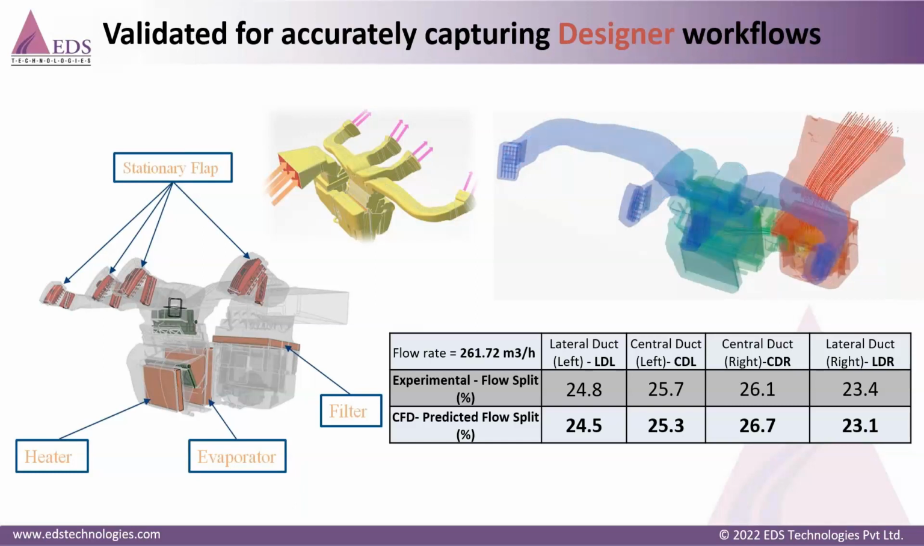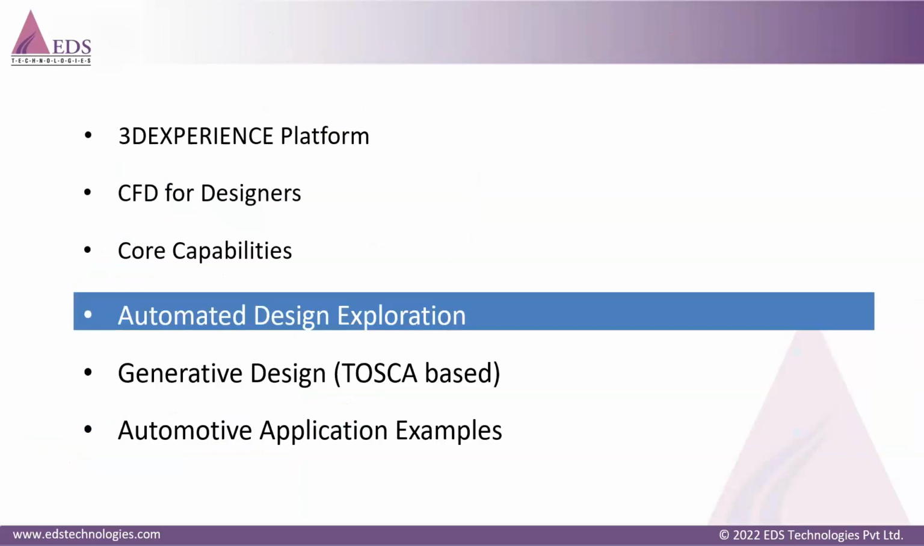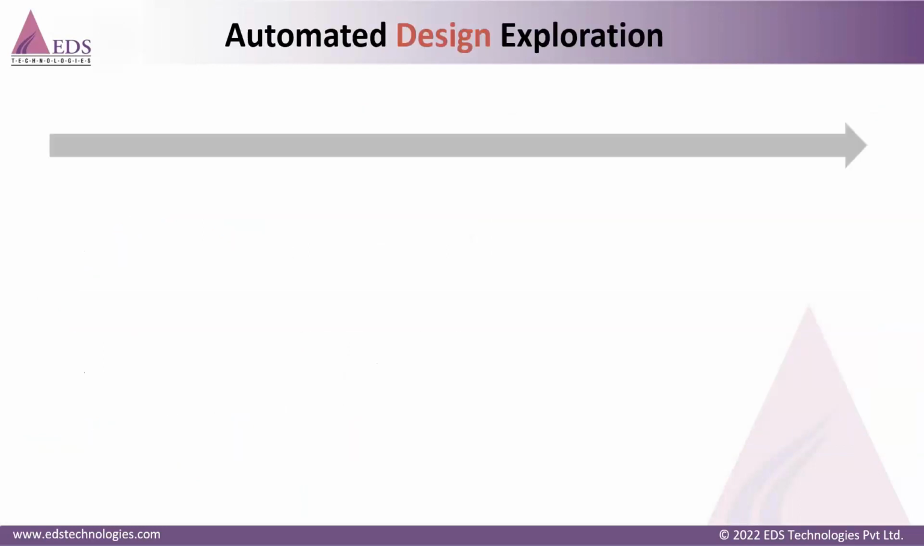And you can see the lateral duct experimental value was 24.8, whereas what we got through the 3D experience platform was 24.5. Similarly, the central duct, 25.7 versus 25.3. Central duct on the right side, 26.1 versus 26.7, as well as lateral duct 23.4 versus 23.1. So we are correlating here with the lab results, and this gives me the confidence to tell you that whatever analysis you are doing or going to do through the fluid dynamics engineer role is going to give you highly accurate results.